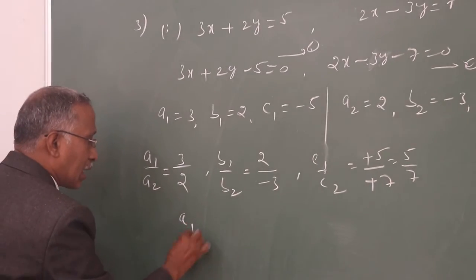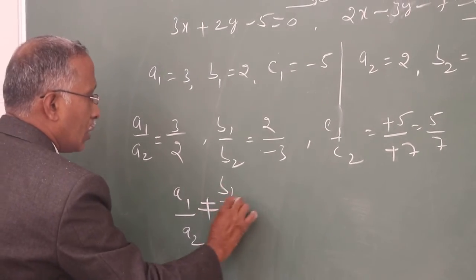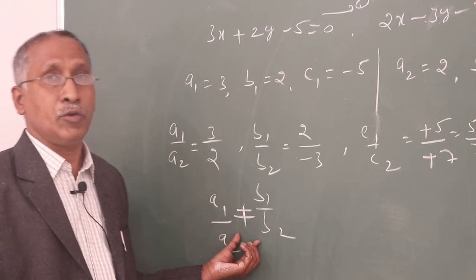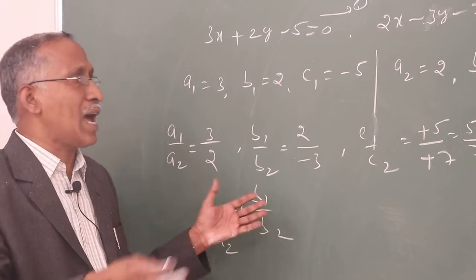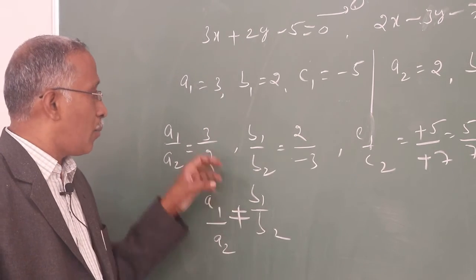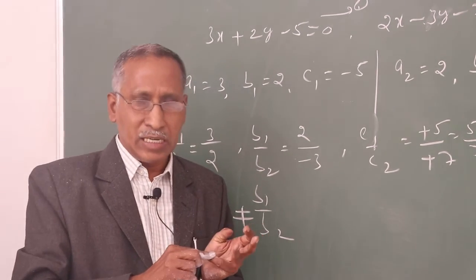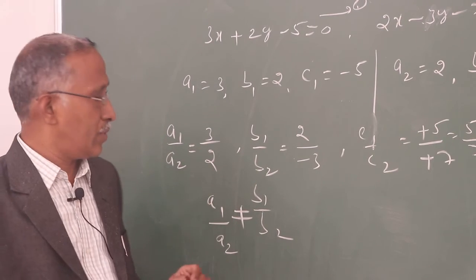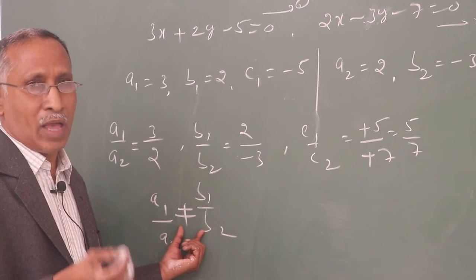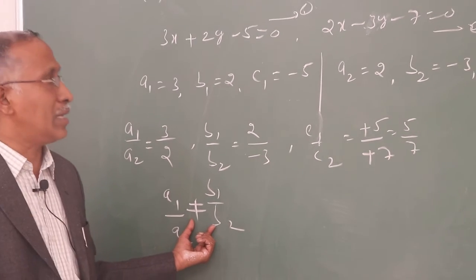You know the condition. There are three conditions. a1 by a2 is not equal to b1 by b2. Therefore, they have unique solution. If you draw the graphs, those two lines will intersect at one point only. By verifying the condition, we can say whether they are consistent or inconsistent. Here they have unique solution, means they are consistent. They have many solutions also, they are consistent. When they do not have any solution, they are inconsistent.